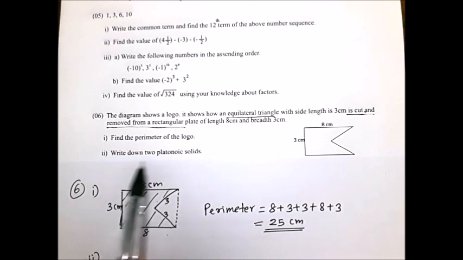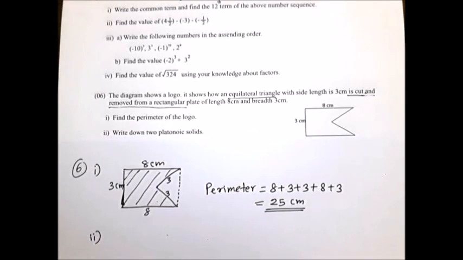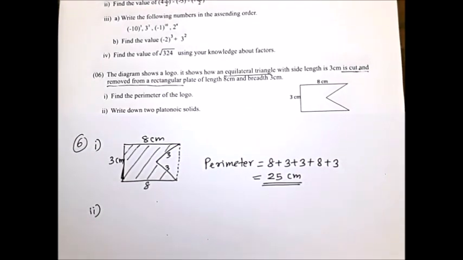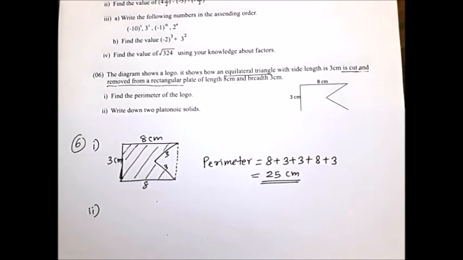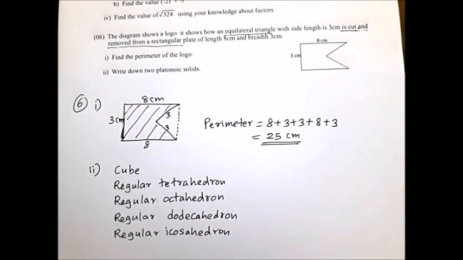Second one, write down two Platonic solids. We learn about 5 Platonic solids. Out of those 5 Platonic solids, write the name of 2 Platonic solids. Write the names of 2 figures out of these 5 figures.